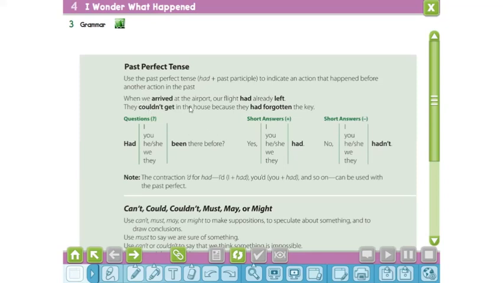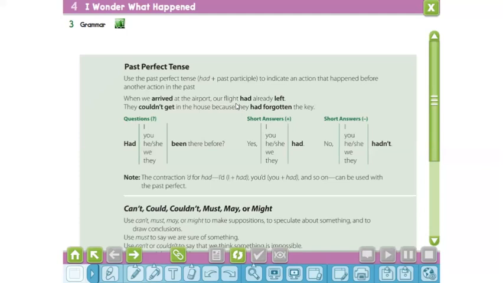Look at this example. When we arrived at the airport, our flight had already left. So let me ask you that question. Which action happened first? Yeah, the second one. So the flight had already left. Then we arrived at the airport. So they missed the flight in that case. Okay, so past perfect is past in the past, an action that happened before another action in the past.